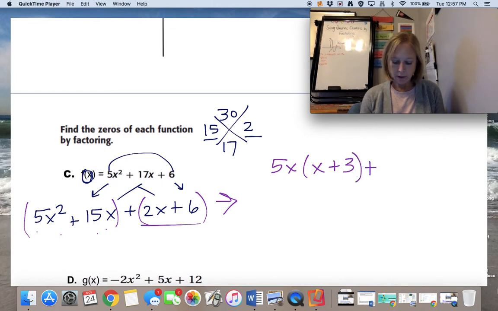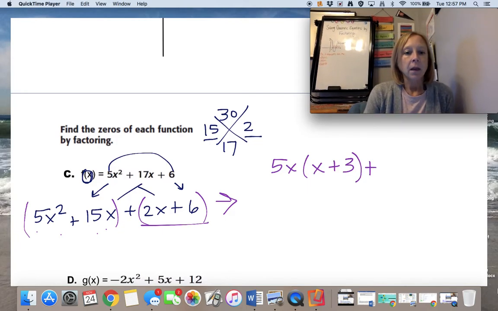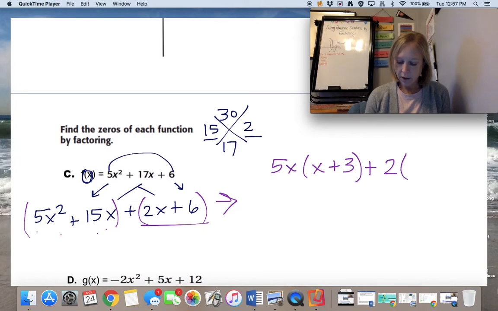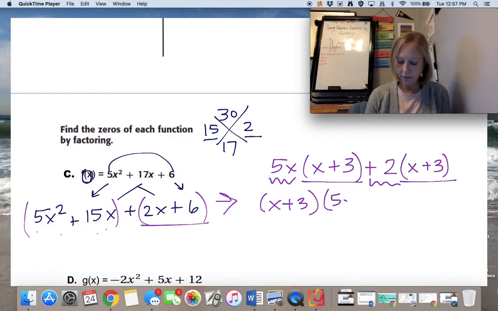All right, now we'll work on our next set of parentheses. 2 and 6 have a greatest common factor of 2. There are no x's in both terms, so I'm just going to factor a 2 out. So that leaves me with an x plus 3. Notice my parentheses match. That's what I was hoping for. That tells me I'm likely on the right track. So I'm going to factor that x plus 3 out of both of these terms and then write down what's left over in my second set of parentheses, 5x plus 2.